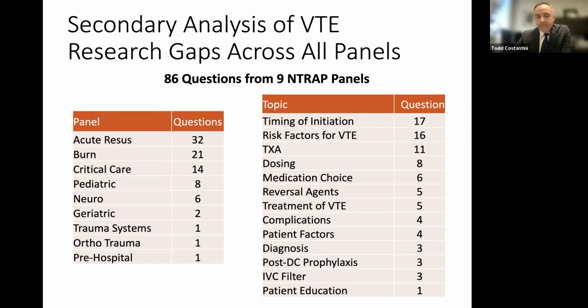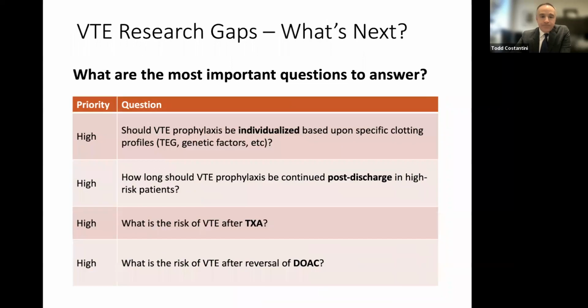Are there specific genetic or immune profiles that make individuals more at risk than others? Diagnosis: should we be doing routine screening on these people? Post-discharge prophylaxis, and then a little bit on IVC filters and an important issue related to patient education. Next slide, please. All right, so here's again a couple of those specific questions.